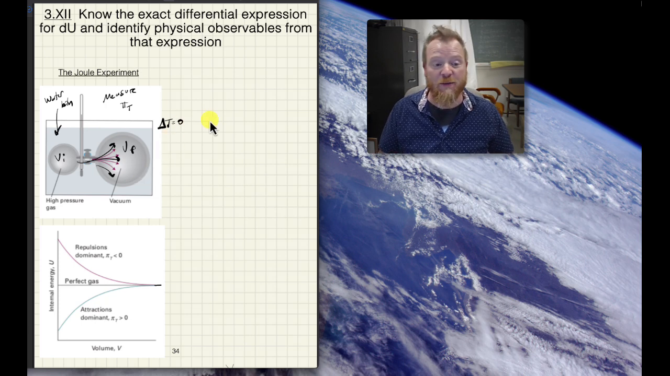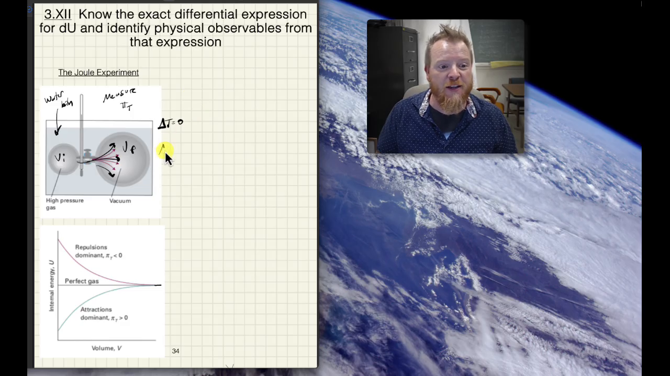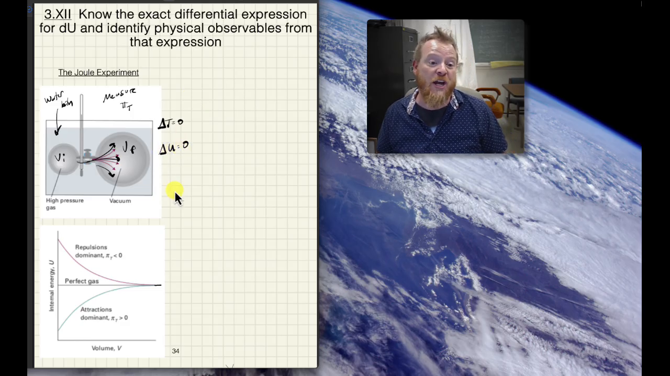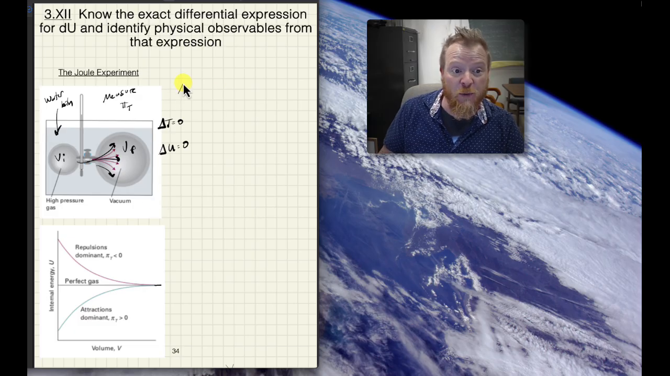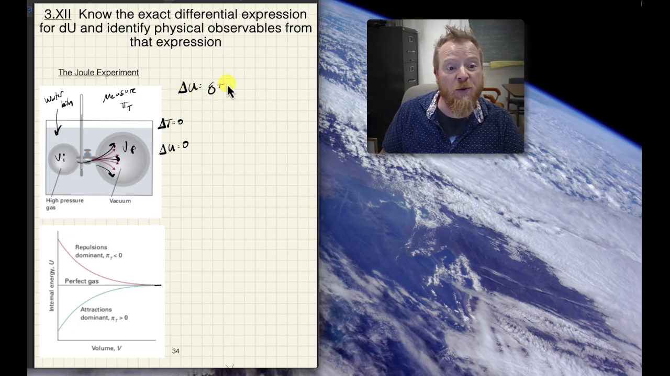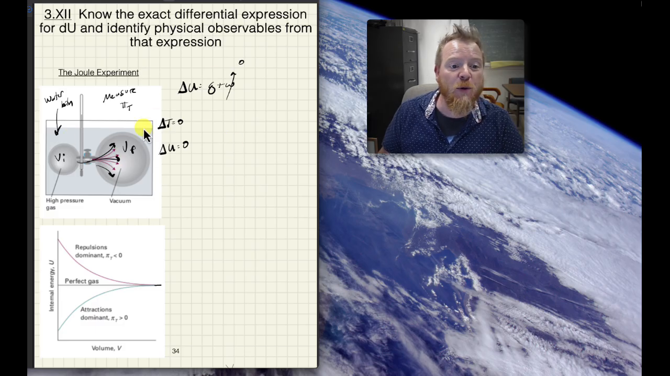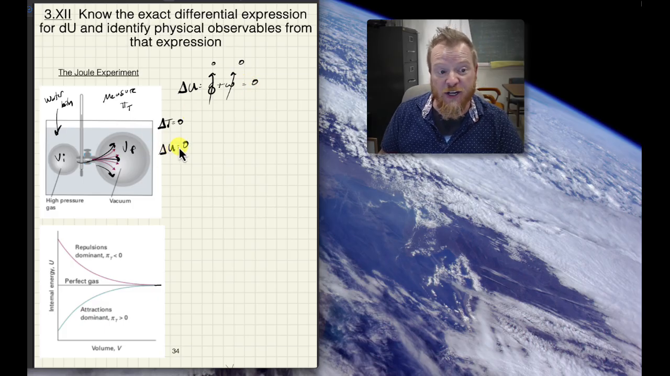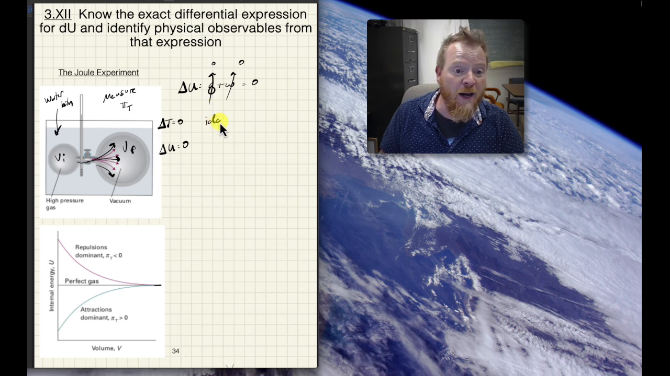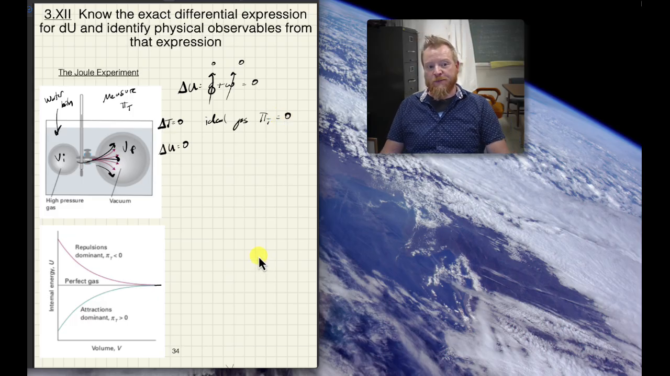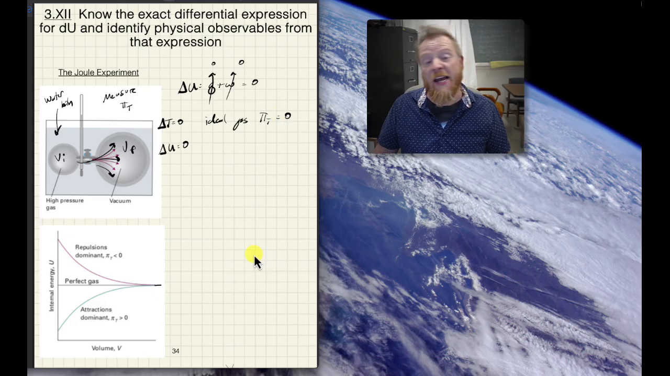So we can kind of conclude several things from this. So if there's no temperature change, then automatically we have to say that there was no change in internal energy for the following arguments. We know delta U is Q plus W. We now know when something expands into vacuum, there's no work being done. And if there was no temperature change, then Q also had to be 0. So thus he concluded no temperature change means no change in internal energy, which means for an ideal gas, pi_T must be equal to 0.